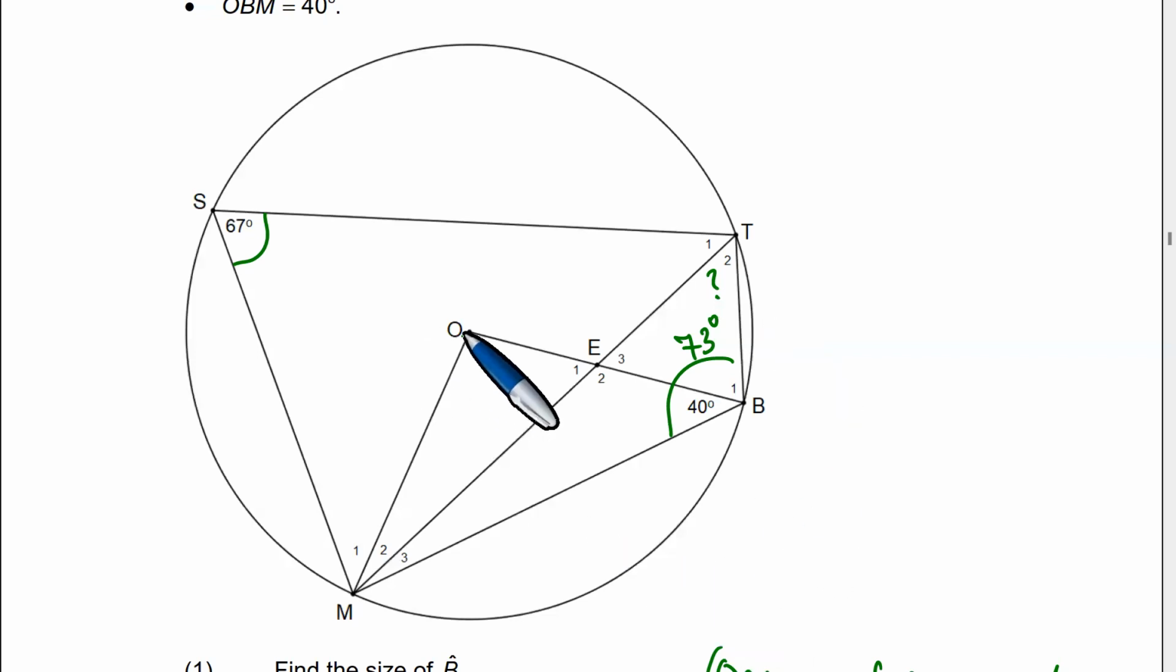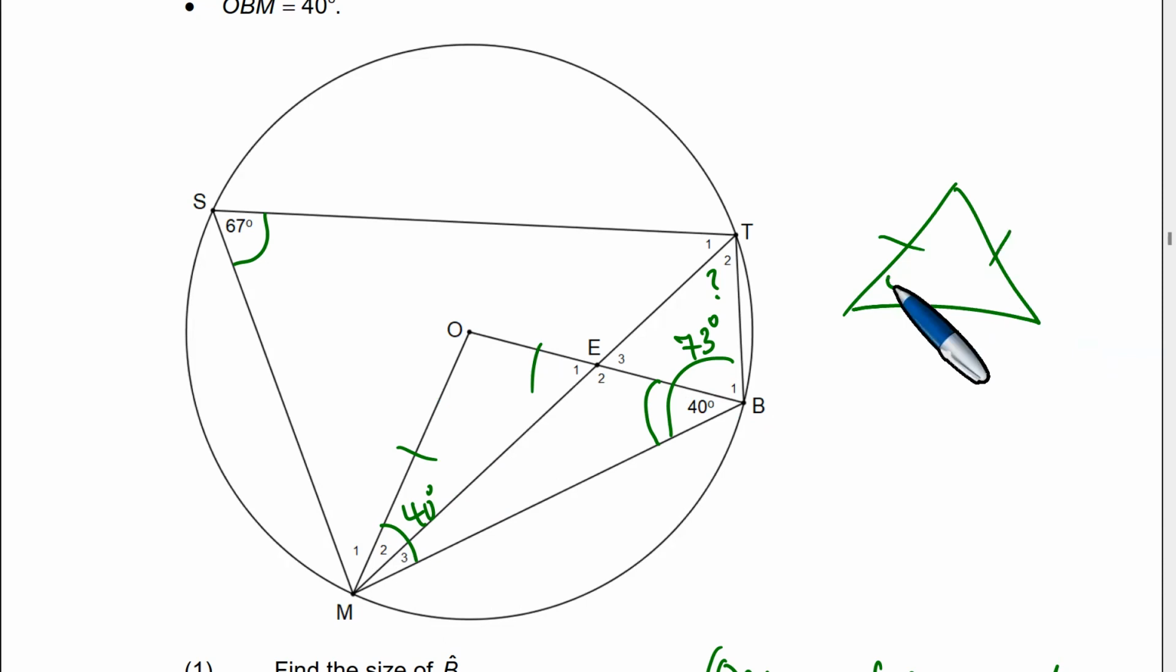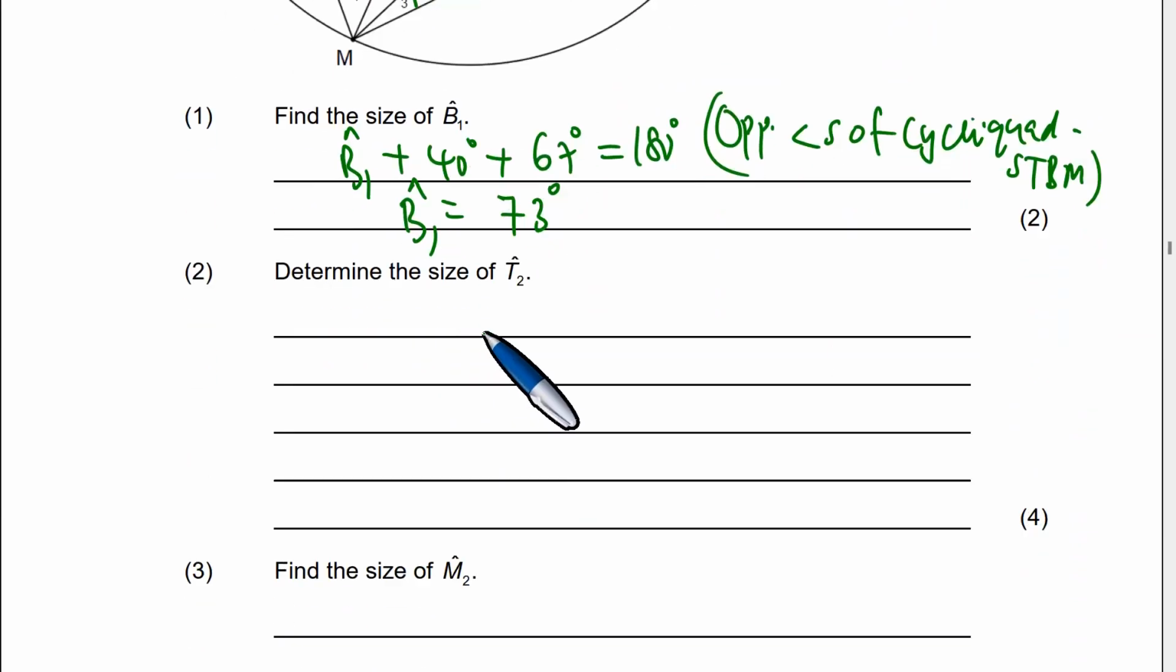First, we know that angle OMB, if this one is 40 degrees, is also 40 degrees, because this is equal to this. This is an isosceles triangle, and in an isosceles triangle the base angles are equal, 40 degrees, 40 degrees. So first, we start by saying angle OMB equals 40 degrees because we have an isosceles triangle.